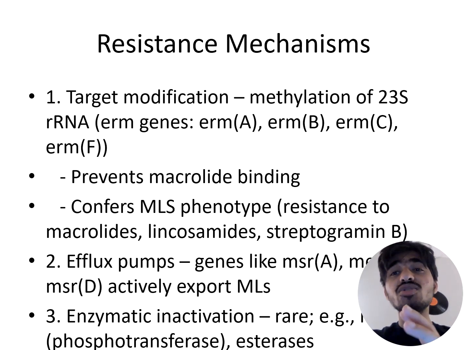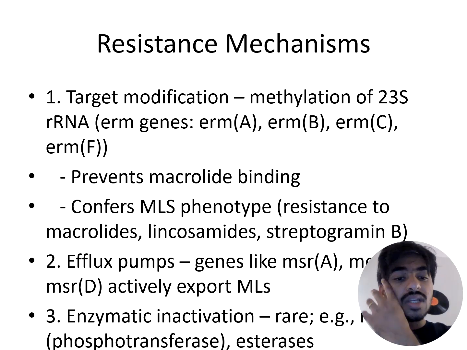It is caused by methylation of the 23S rRNA at an adenine, and I hope you know the four bases are A, T, G, C. It works specifically at the adenine, A2058, and is mediated by the erm genes, A, B, C, and F. These are the main four genes, and this prevents the macrolides from binding. It also causes cross-resistance to lincosamides and streptogramin B, and this is called the MLS phenotype.